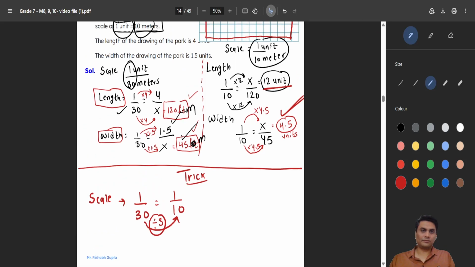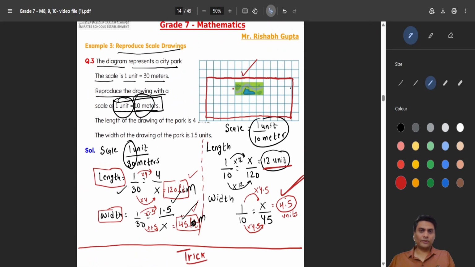For example, how many units were here? 1 unit, 2 unit, 3 unit, 4 units. Correct? So if I multiply the 4 units by 3, you have to do the opposite, remember, okay? You will get 12 units, correct? So check, it was 12 units here. And how many units were there? 1.5 units. So if I do 1.5 times 3, how much will I get? 4.5 units. Correct or no? So check, here I got 4.5 units. Yes or no? So this is the trick that you can use.